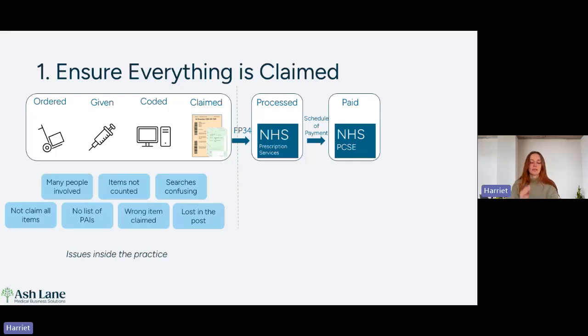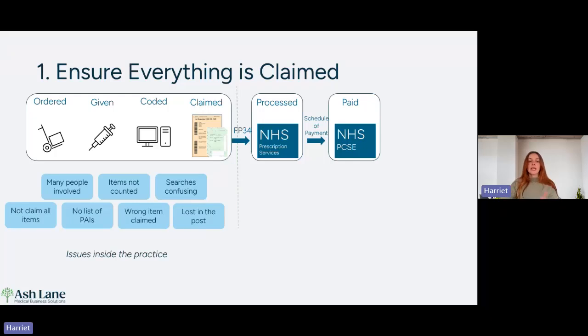We see examples of things not being claimed because either they don't know that they're claimable or they don't think they're worth claiming. We see searches as a really important tool to identify where things should have been claimed but weren't. However, they can be out of date or misinterpreted as well. And then a big one that can crop up is items getting lost in the post. It sounds ridiculous, but a particular practice that we worked with missed £170,000 in claims because they just weren't reaching PCSE. I think they were being sent to the wrong address at that point. So it is a really important step, another thing that can crop up.